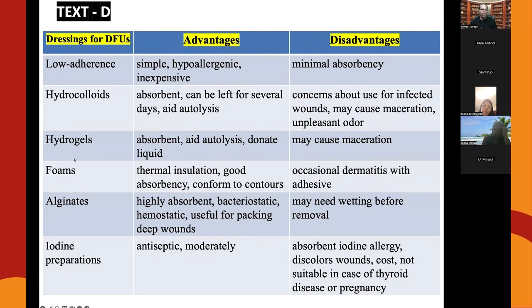And the types will appear here. Low adherence, all those things will be here. These are the types. That's what you have to look into. These advantages, disadvantages, and these concepts in the side types will definitely give you a clear clue into the answer.